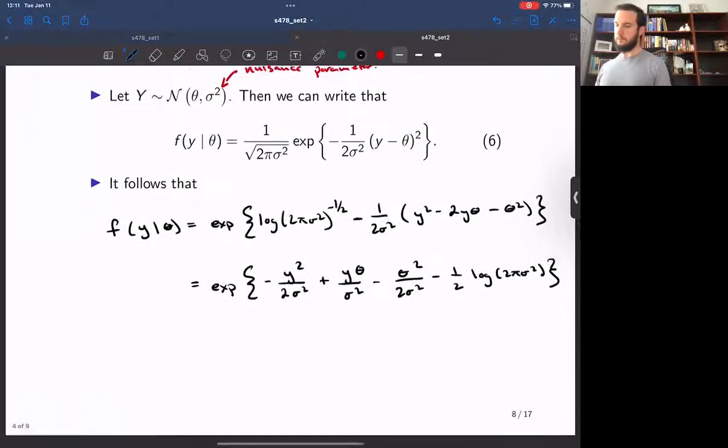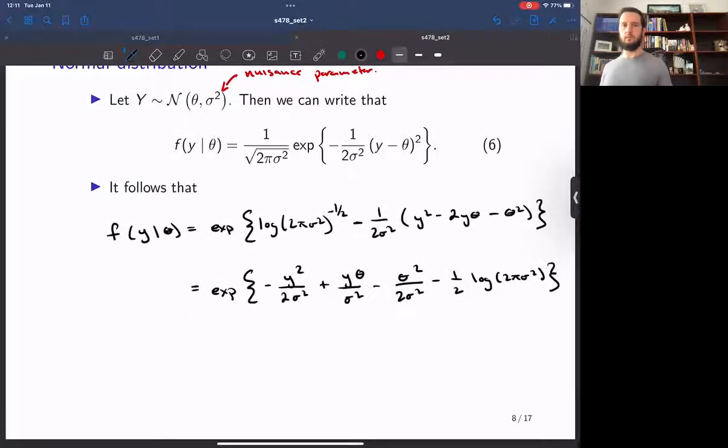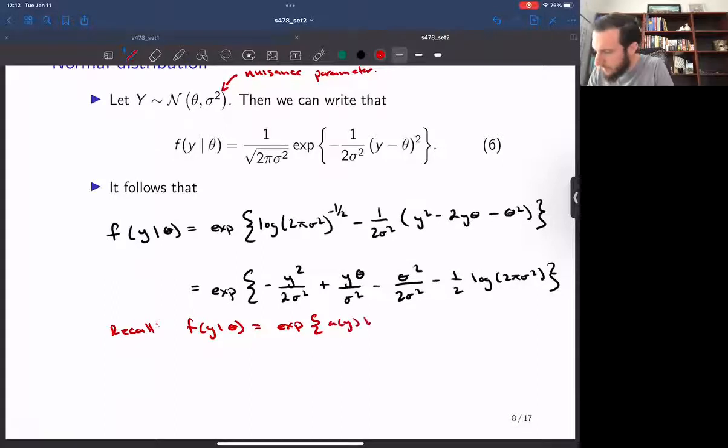Okay. Does that make sense? Any questions? Okay, so then recall what we're trying to do is get f of y into the following form: a of y, b of theta, plus c of theta, plus d of y.